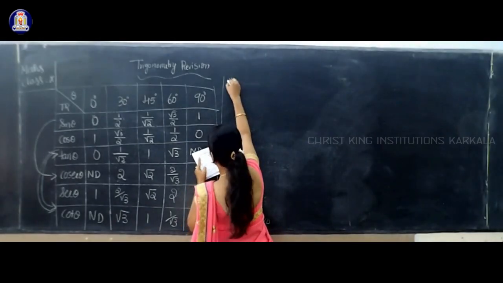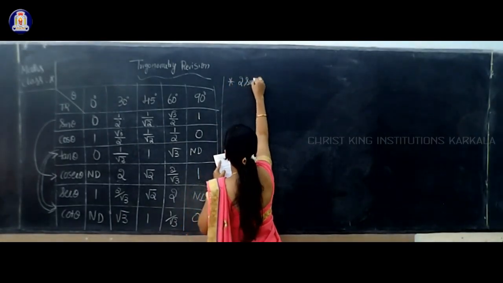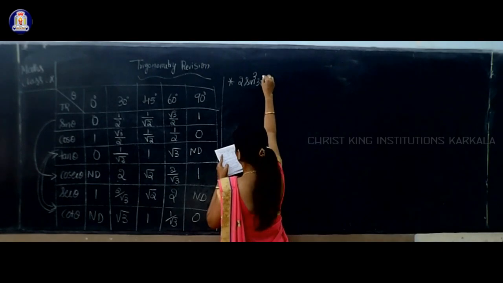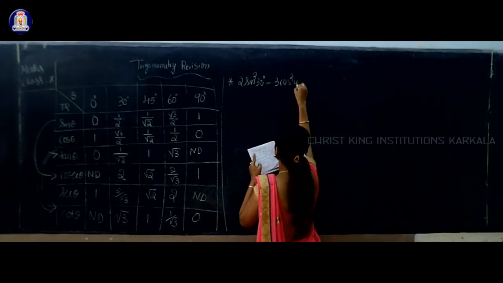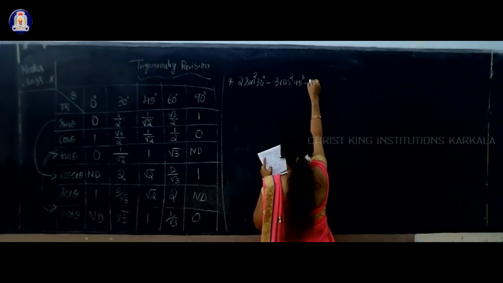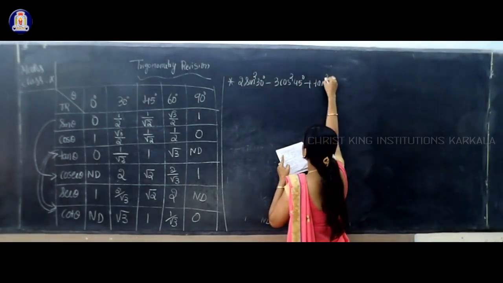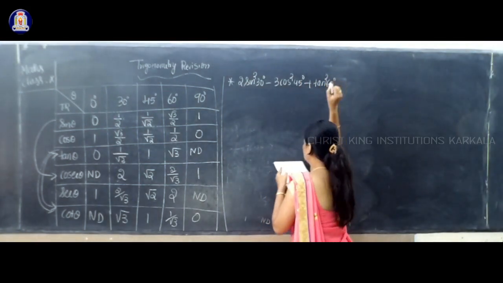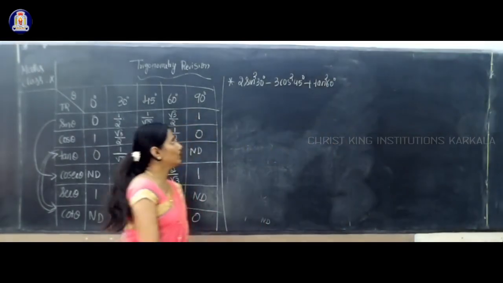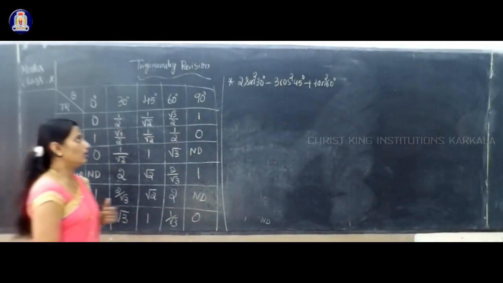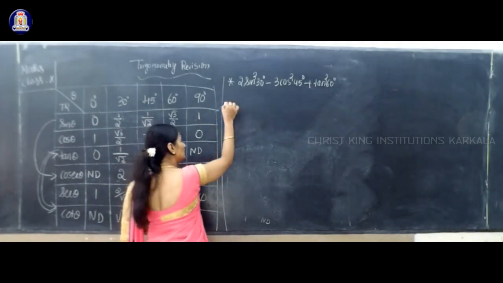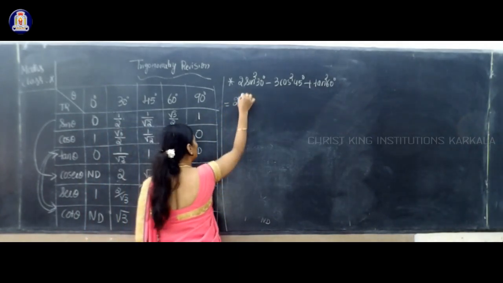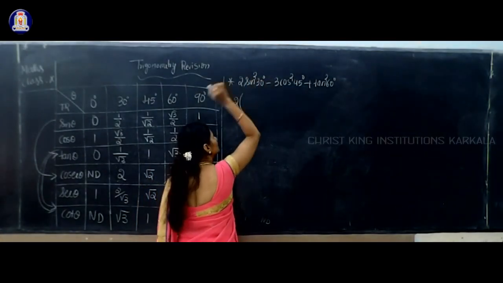So first question: 2 sin square 30 degree minus 3 cos square 45 degree plus tan square 60 degree. That's how to simplify this. Substitute the values. Already we discussed in your regular class. Now it is revision. So that is equal to 2 sin square 30 degree.